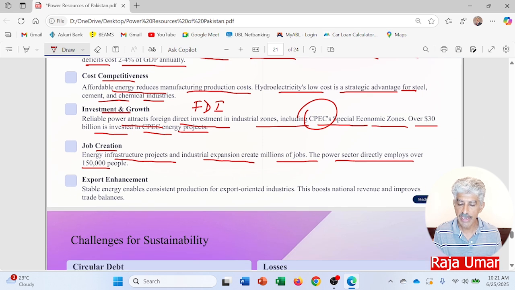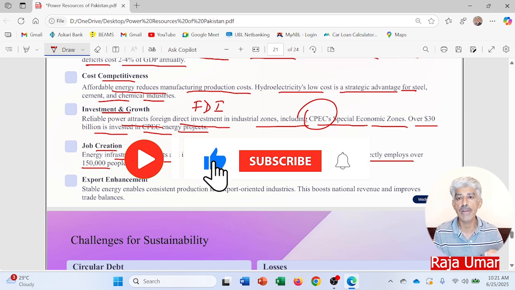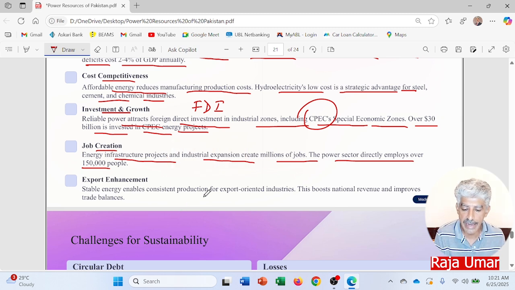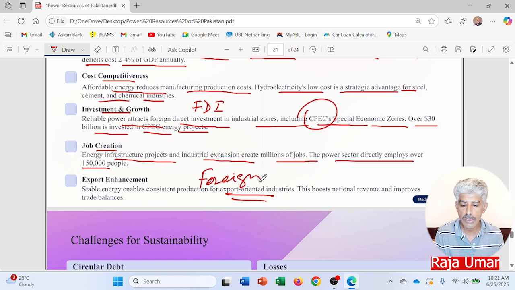Then export enhancement: when there is more industrial production, definitely the impact would come on the exports of Pakistan, and then we would have export oriented industries here in Pakistan, and Pakistan's foreign exchange would increase to a greater extent, and the country's economy would boost.